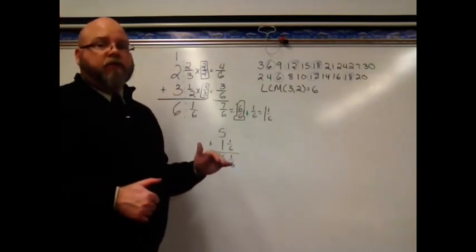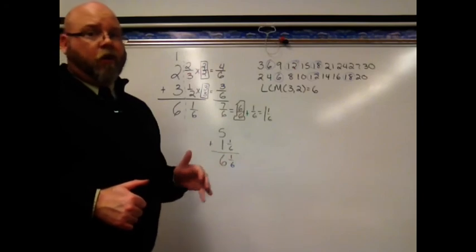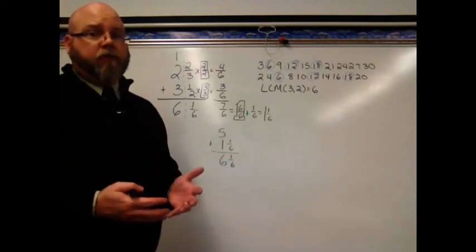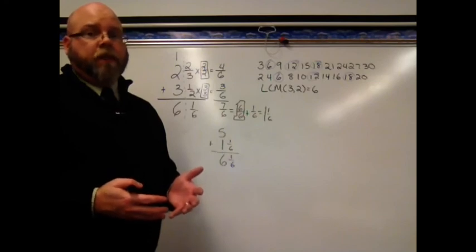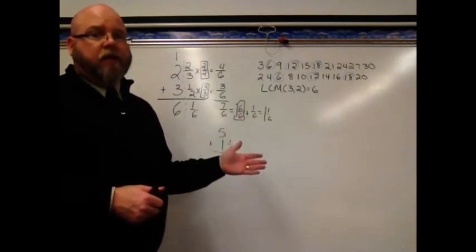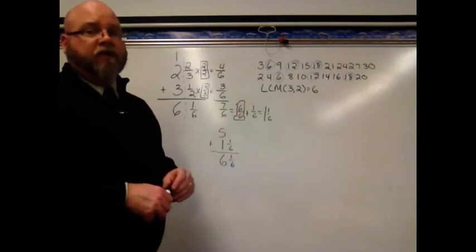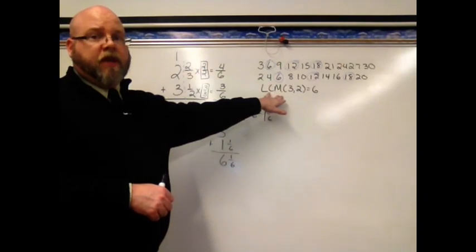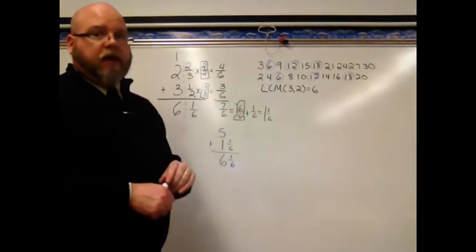Adding mixed numbers is going to be the same as adding whole numbers and the same as adding fractions. Some of those same principles we've used are always going to be there. Mixed numbers, we're just going to add and subtract like we always have. We have to have same denominators. Use that least common multiple to find that. And then we just add like we always have.